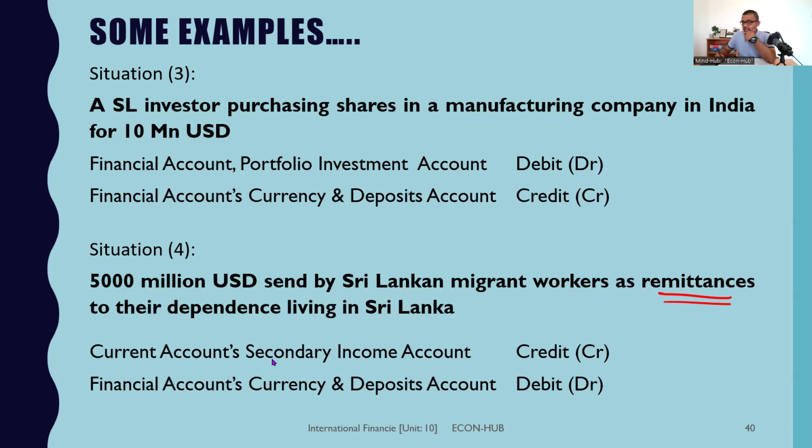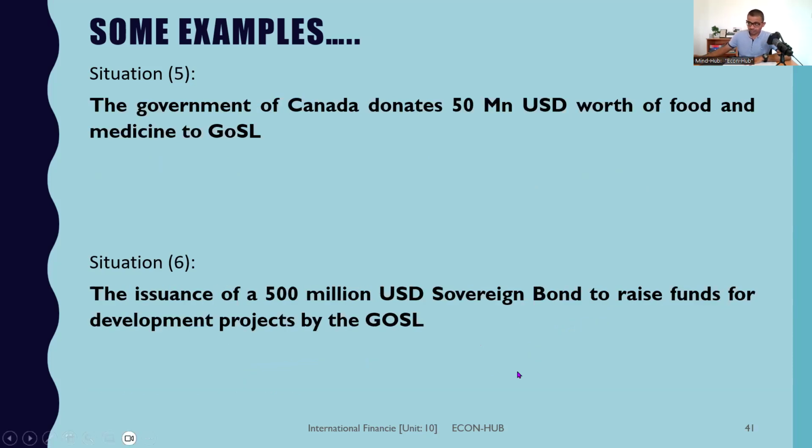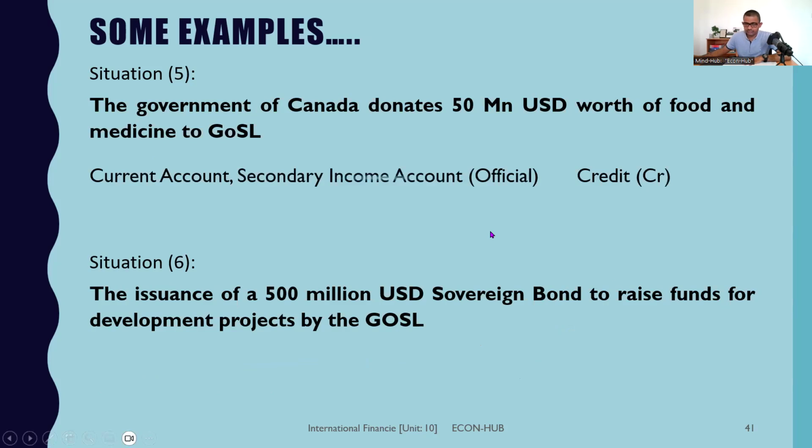Here, current account, secondary income account. Remember, this is private transfers. This is private. Get it? Private transfers. But here, it will be official. G to G, government to government. Okay? Right. It's a medicine and food aid worth 50 million.